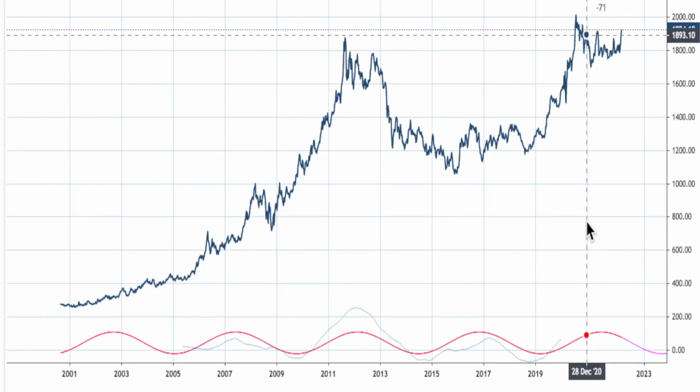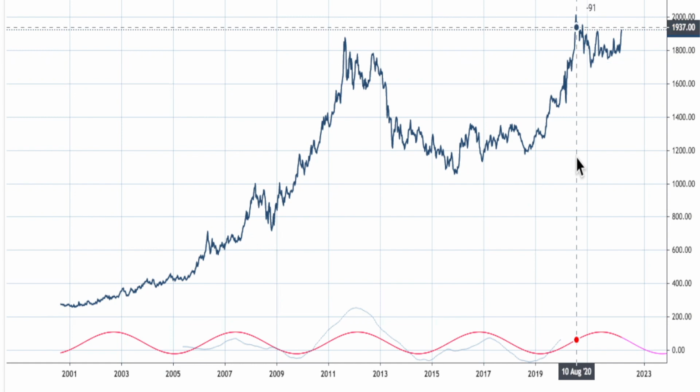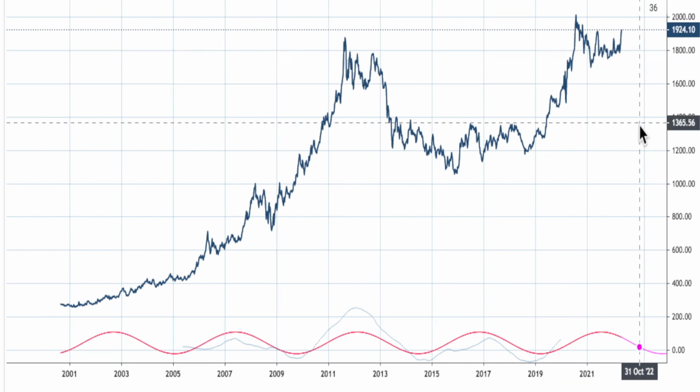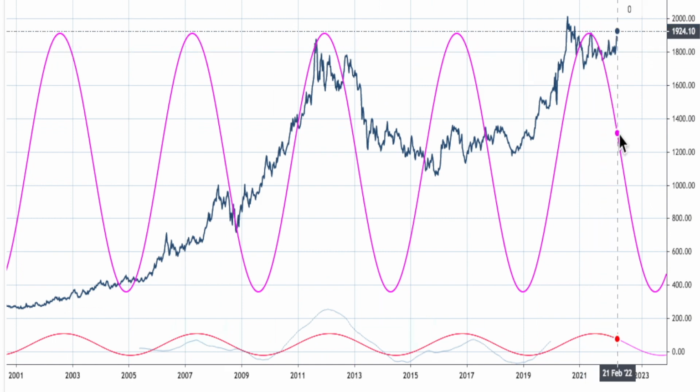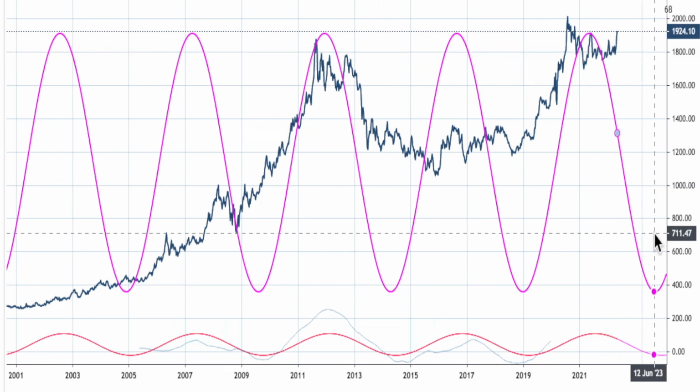Okay, so this chart right here, this is GC, gold futures, going back all the way to 2001. And the prominent dominant cycle that comes up is the 245. And that one topped out somewhere around March the 3rd of 2021. And that cycle is down all the way to June the 12th, around there, on 2023.